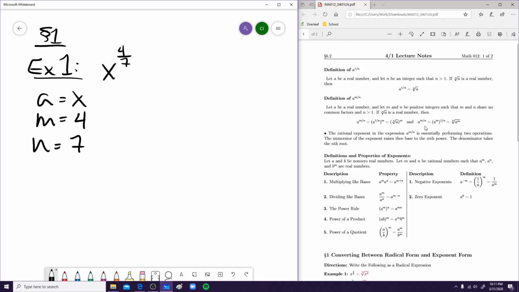So we can write a to the m over n as a to the m, to the 1 over n, and then we get the nth root of a to the m. We can go ahead and write the last step right away. Since we want it to be the nth root of a to the m, what is n? It's 7. And a is x, and m is 4. So x to the 4/7 is the same as the 7th root of x to the 4th.